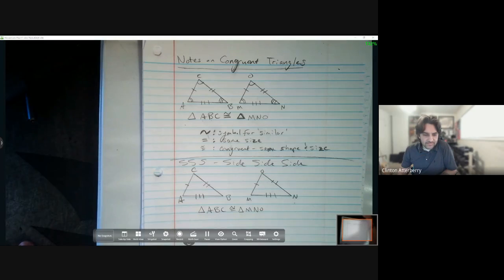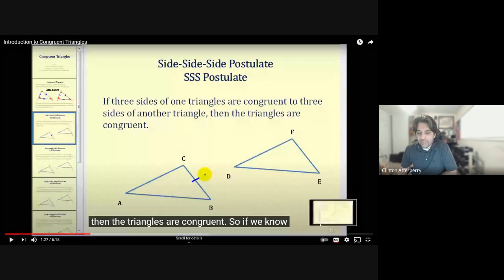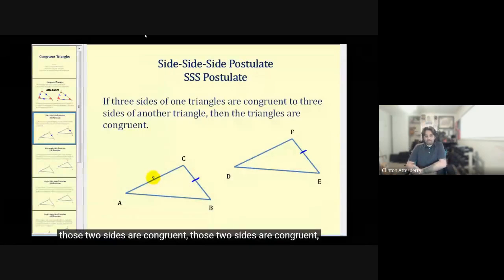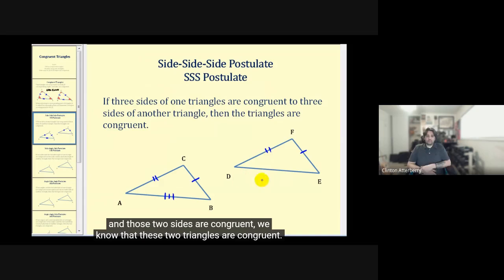I'm gonna pause it. I'm gonna mute myself, and let's go back to the video. If we know those two sides are congruent, those two sides are congruent, and those two sides are congruent, we know that these two triangles are congruent.